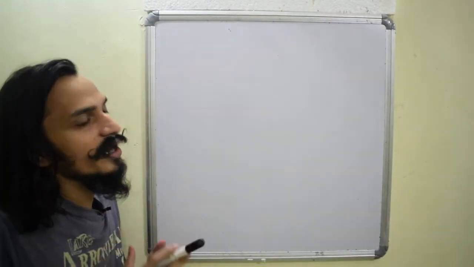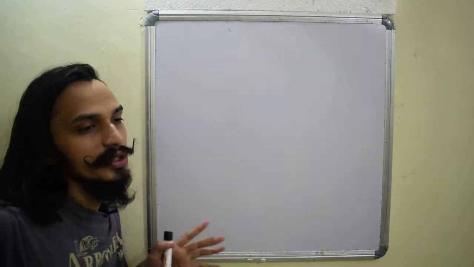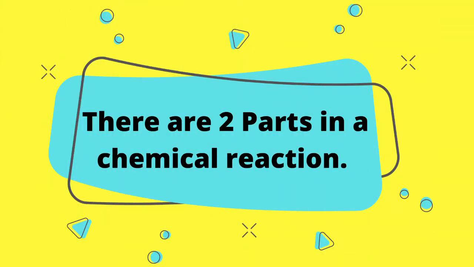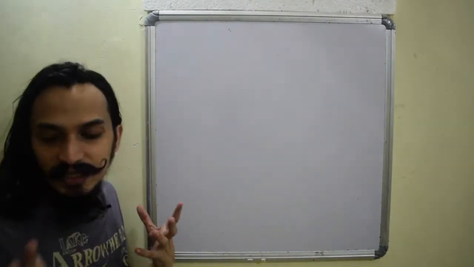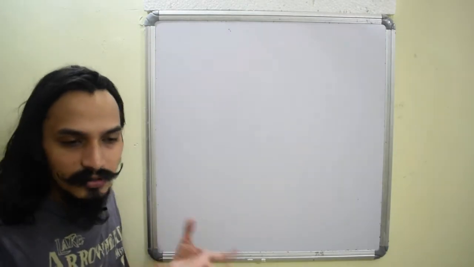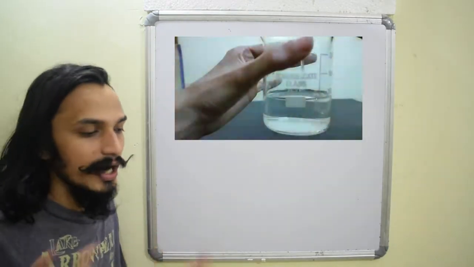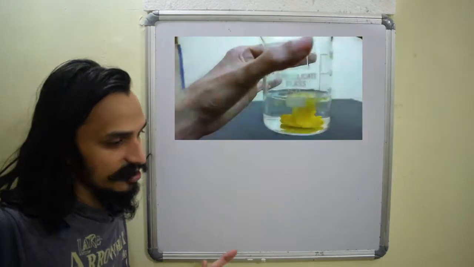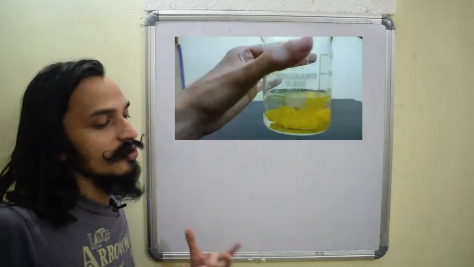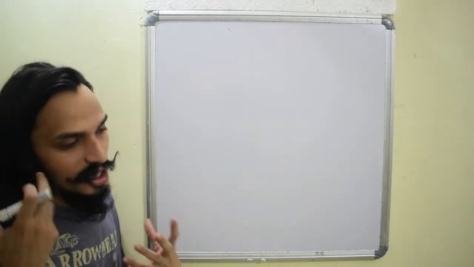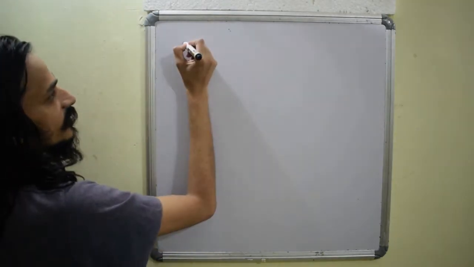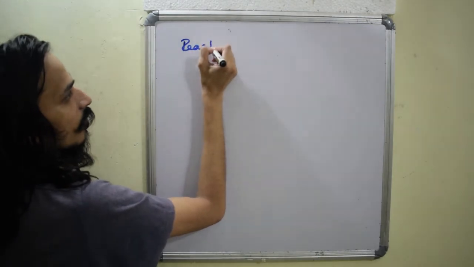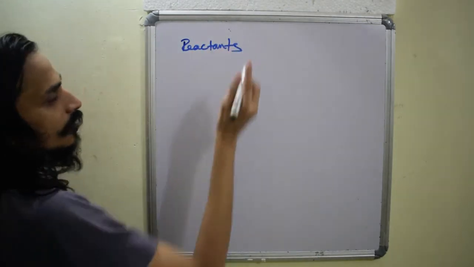So for every chemical change there are mainly two things: what we start with and what we end with. Like you saw yesterday, I started with two different chemicals, I added them and I ended up with something else entirely. So when I add something together or start with something, I call those reactants. Generally I will first write my reactants.